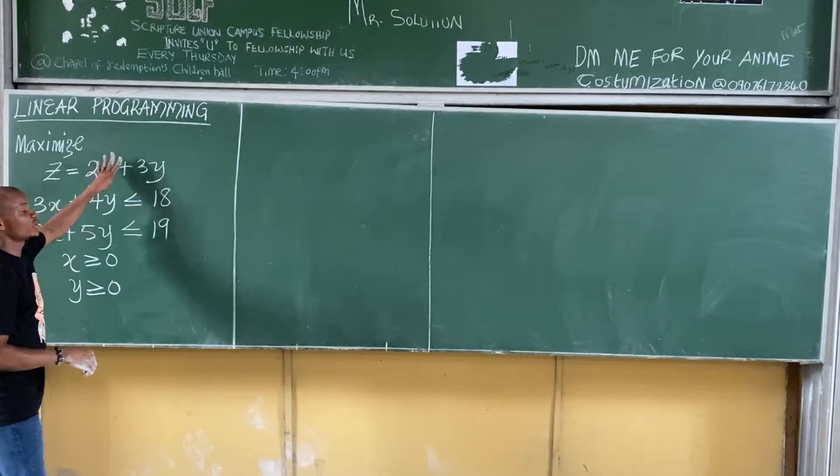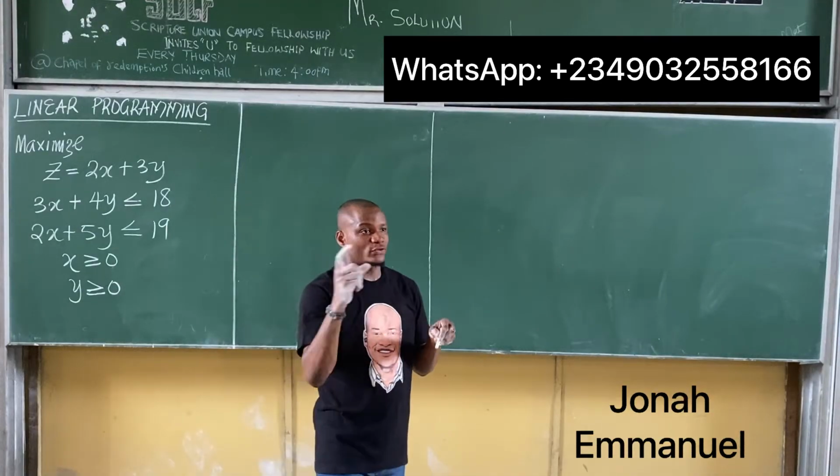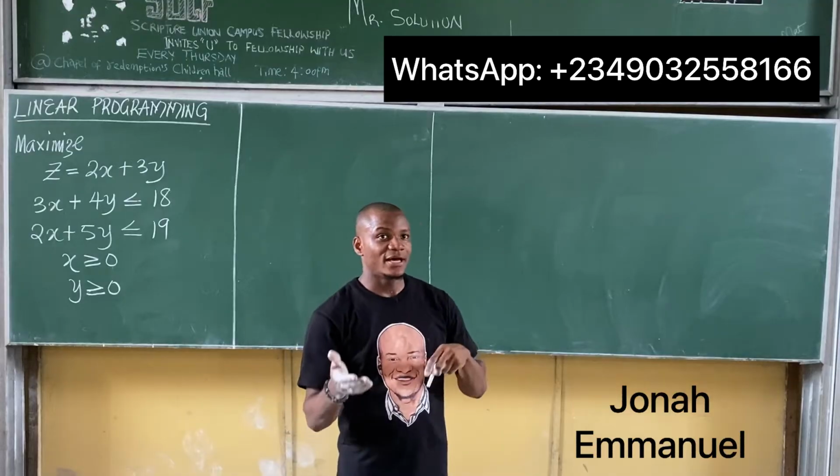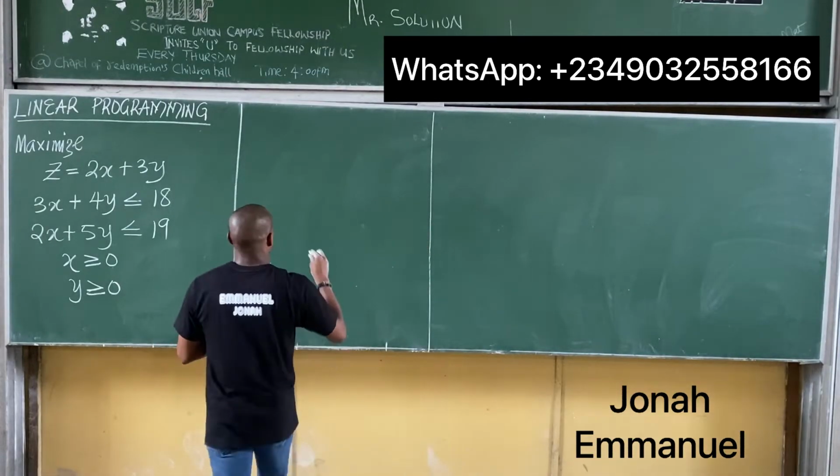So we've done this using the graphical method. Our maximum was 13 naira under 2, 3: 2 units of x and 3 of y. That's my goal. Let's use simplex. Look at this, using the simplex method.